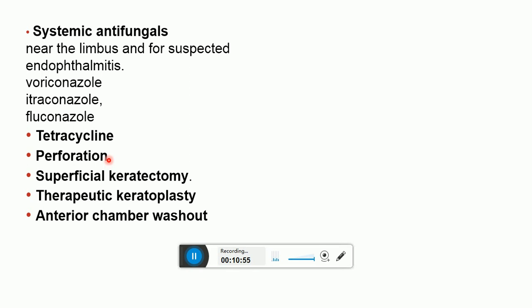Perforation, actual or impending, is managed as for bacterial keratitis. Superficial keratectomy is effective to debulk the lesion. Therapeutic keratoplasty, penetrating or deep anterior lamellar, is used when medical therapy is ineffective or following perforation. Anterior chamber washout with intracameral antifungal may be considered for unresponsive cases in which there is a stable corneal infiltrate but enlarging endothelial exudates.